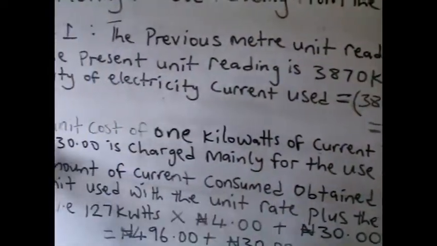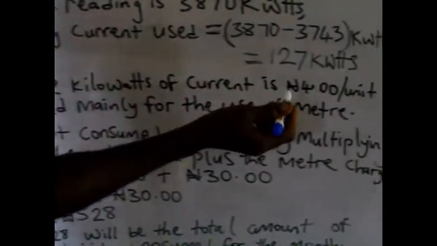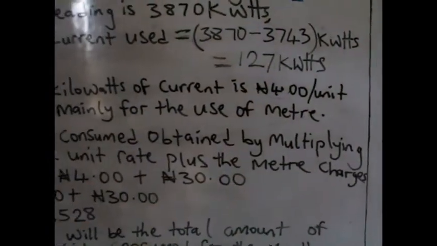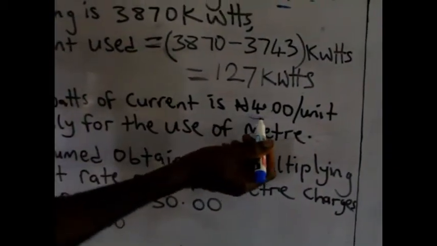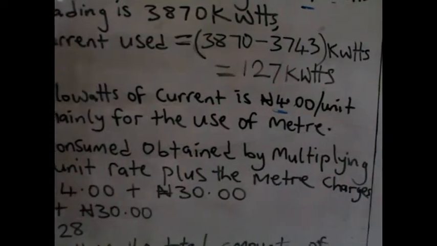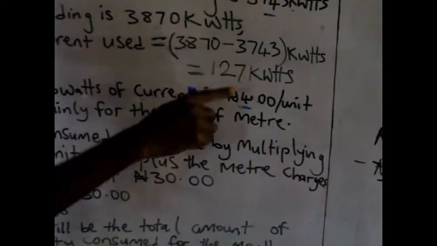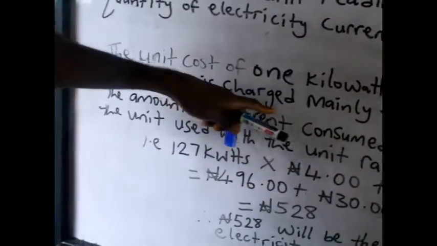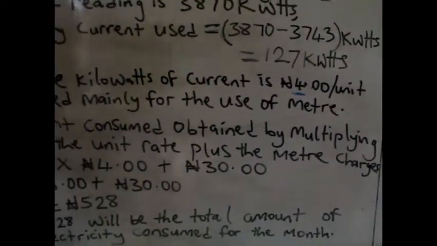Now, the unit cost of 1 kilowatt of electricity is 4 naira. This is a standard. They will tell you what each unit stands for. So if from our exercise the unit is 4 naira per unit, and you have used this for the month, a unit is 4 naira. Now, 30 naira is charged mainly for the use of the meter. So the meter is not free.